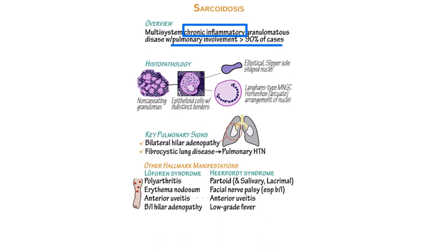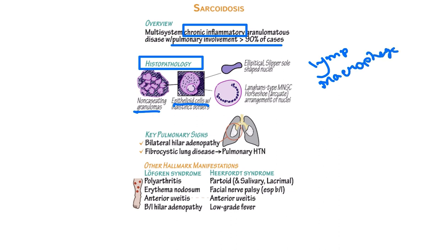So here we can see the histopathology. In histopathology, there is a non-caseating granuloma. That means there is a granuloma but non-caseating, and also epithelioid cells are present. Actually, in any type of granulomatous condition, which is a chronic condition, lymphocytes and macrophages are present. Usually they are present in chronic conditions, in the wound area.